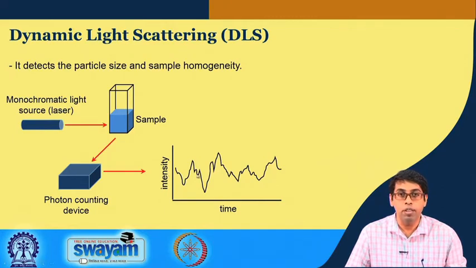Based on these fluctuations, a correlation function is determined which can be used to determine the size of the particle. If you have again a monomer and a tetramer, you will get a mixture of signals coming from both the monomer and tetramer, which has to be deconvoluted to get the size of these two particles.